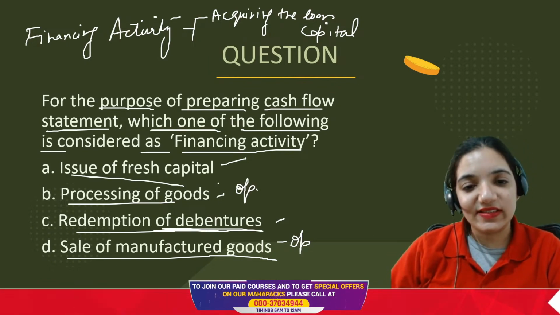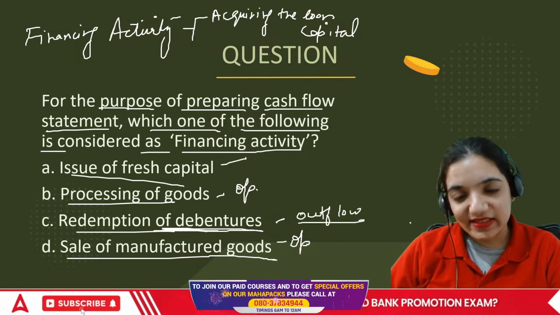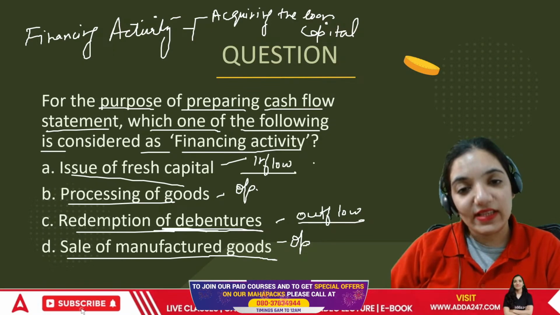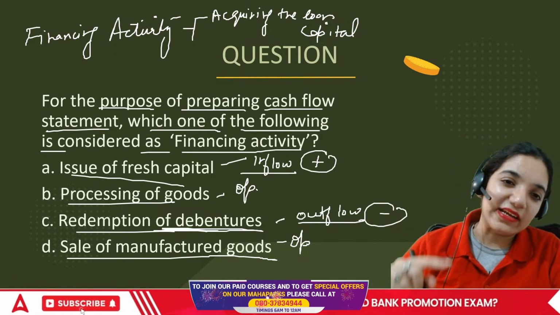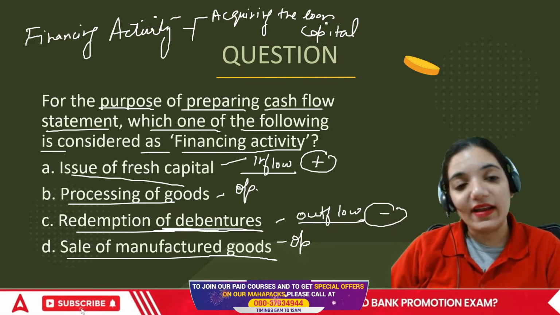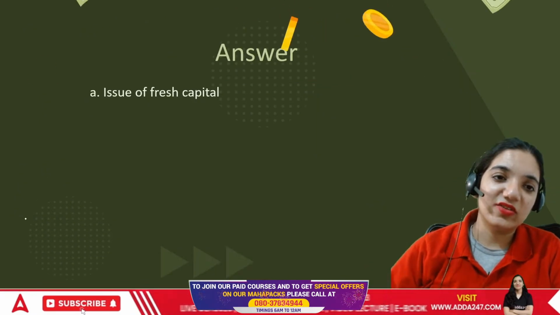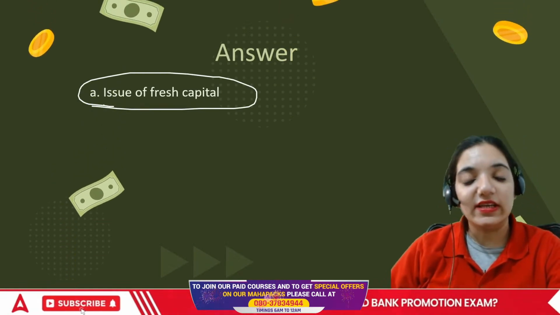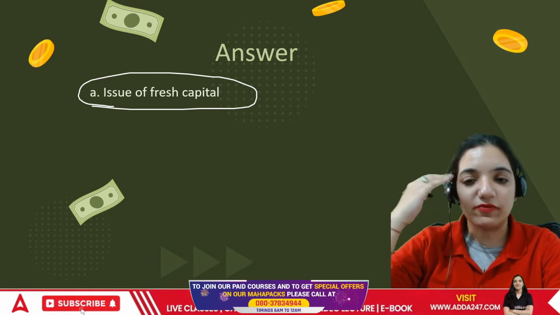So in this case, redemption will be an outflow in the financing activity and the issue of share capital is an inflow. Okay? In the financing activity this would be a plus and this one would be a minus. So technically this question is wrong, and both points A and C should be considered. They have written issue of share capital, but redemption of debentures is also a part of this. So in this case the correct answer is going to be issue of share capital.